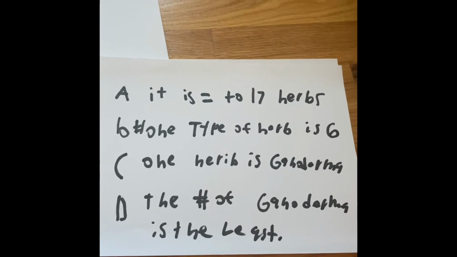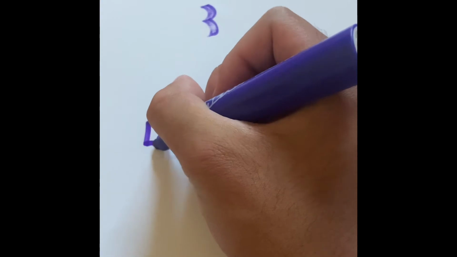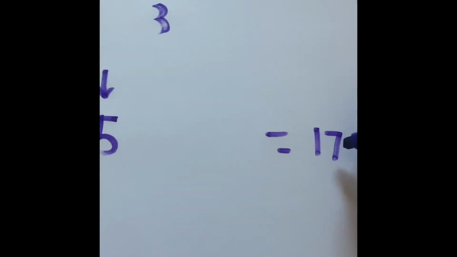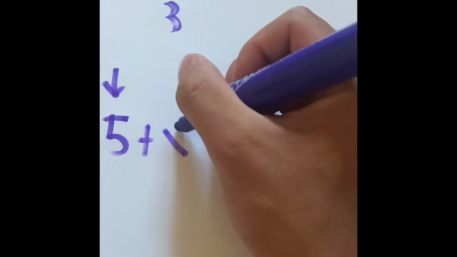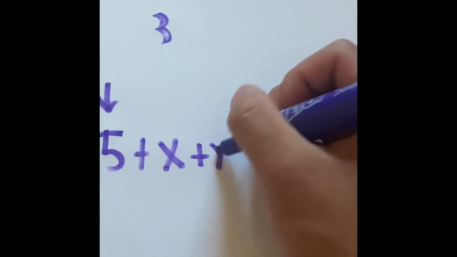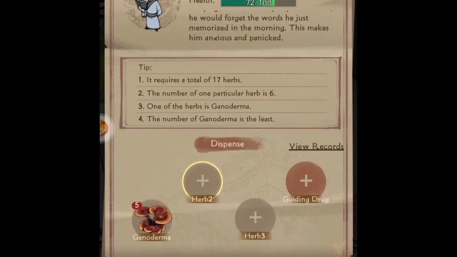There's another thing we have to be careful about. It has to equal 17 herbs. So, there are 3 herbs that we're going to put in. We already know that 5 is one of them, for Ganoderma. It wants to equal 17. So we have to add that to a missing number plus another missing number, and that's going to equal 17.